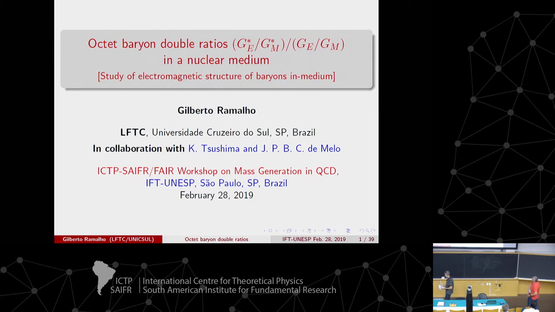Okay, I want to talk about this octet baryon double ratio, G_E star over G_M star over G_E over G_M, in nuclear medium. The last slide had this subtitle, Study of Electromagnetic Structure of Baryons in Medium, just to give an idea about the motivation. This is work that I developed in collaboration with Kazuo Tsushima and Sean Pacheco de Mello.